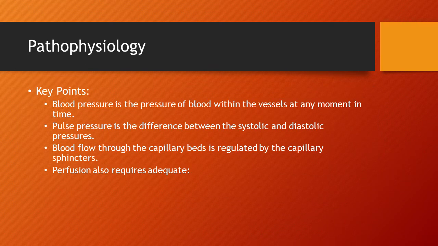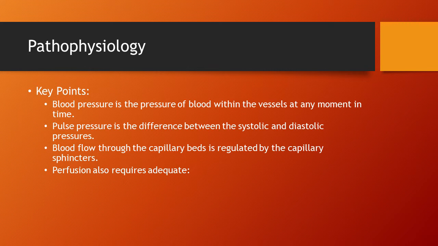Blood pressure is the pressure of blood within the vessels at any moment in time. Systolic pressure is the peak arterial pressure, or pressure generated every time the heart contracts. Diastolic pressure is the pressure maintained within the arteries while the heart rests between heartbeats.